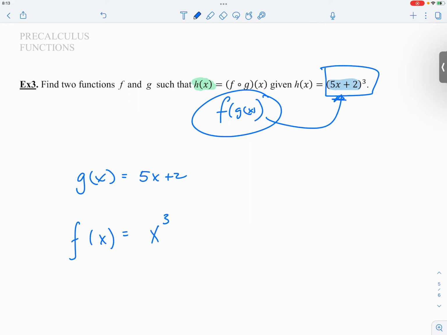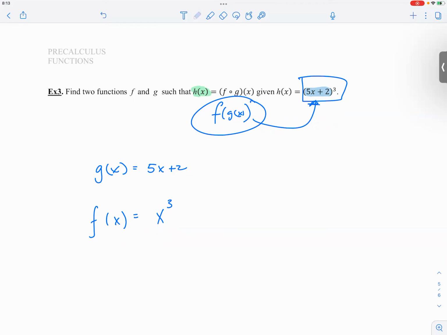Okay, now, of course, this is one of the acceptable answers. Okay, there could be other acceptable answers, but I would say this would be the simplest answer that someone could come up with. Okay, simplest.